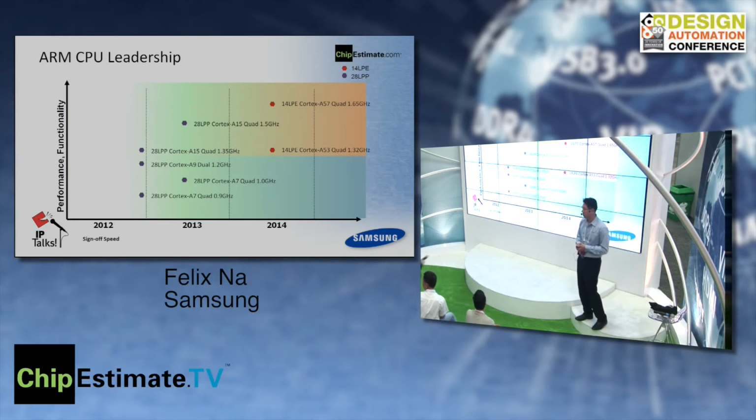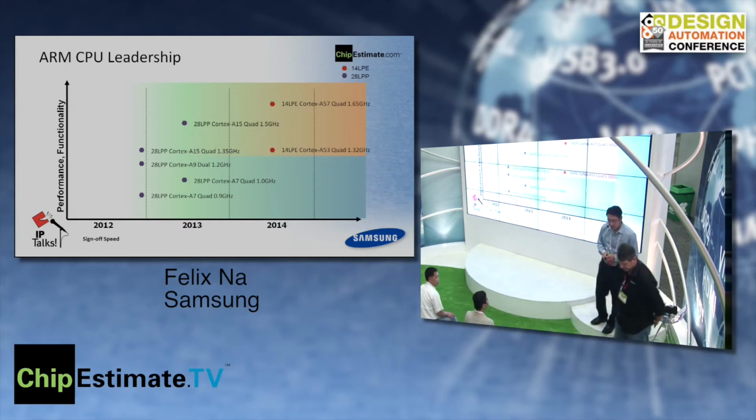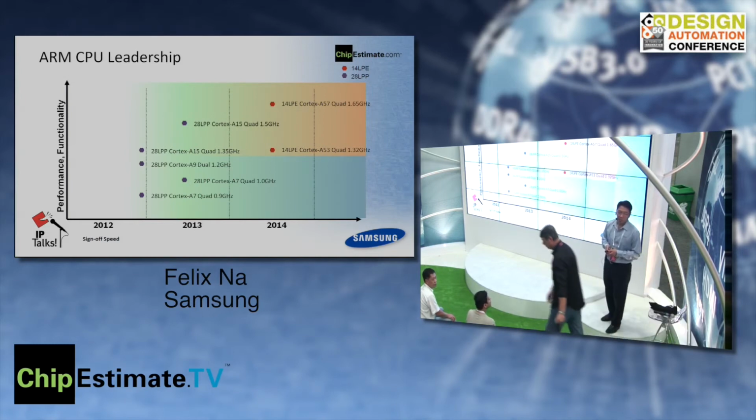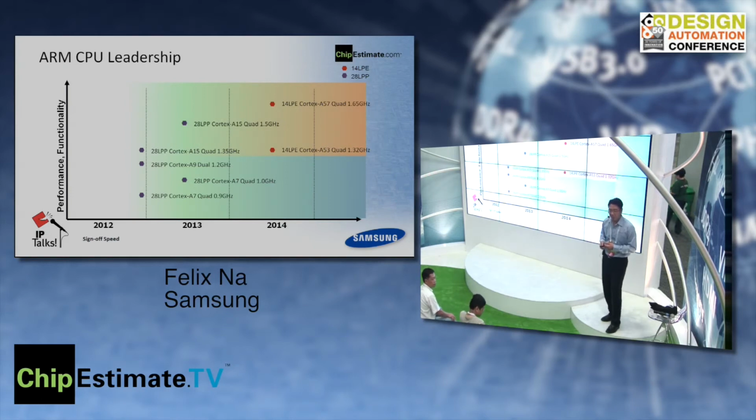Do you have a process to qualify the IP for your customer before it goes out? Before we provide IP to customer, we have a process to qualify and silicon proving. So we always provide third-party IP to customer after silicon proven.